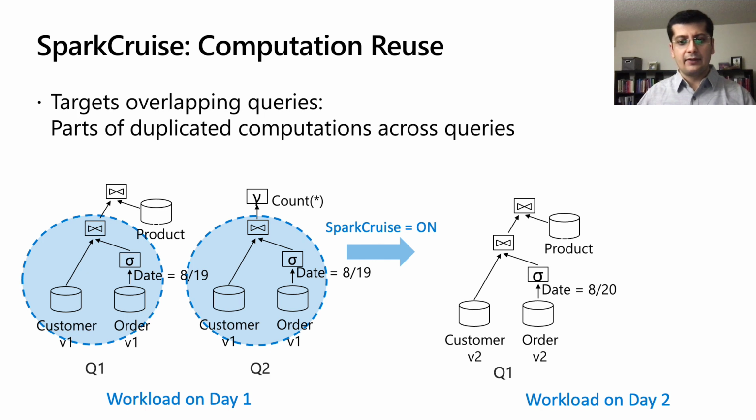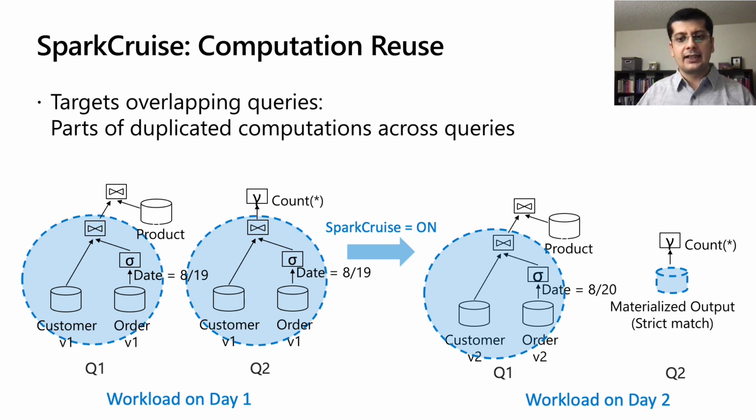Then once we enable our feature and the first query is run on newer datasets, it will automatically materialize the result of the common join operator, and the second query will be able to directly read the materialized output instead of computing it again. None of these steps require any active involvement by the users. SparkCruise is also robust to changes in the workload. For example, here the filter changed from August 19 on day 1 to August 20 on day 2, and SparkCruise was able to handle this change.